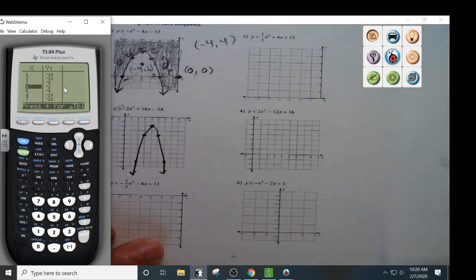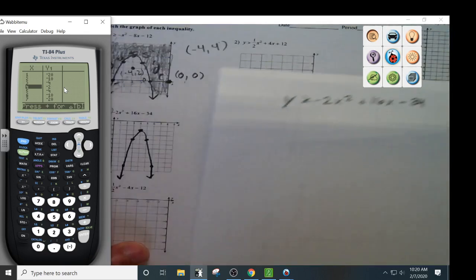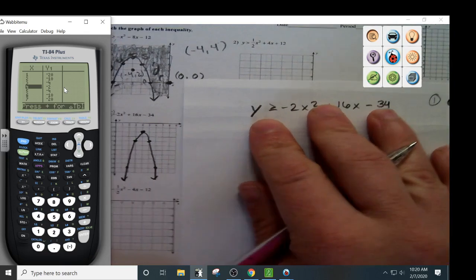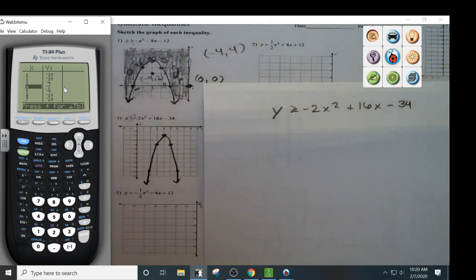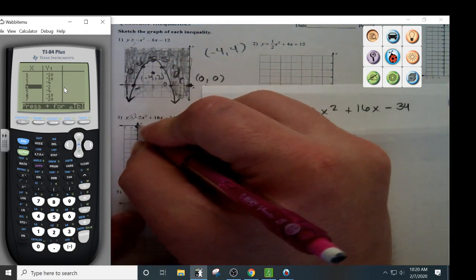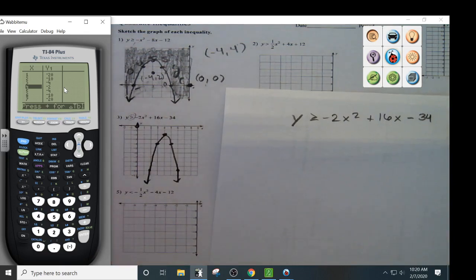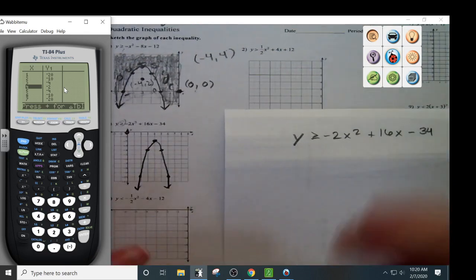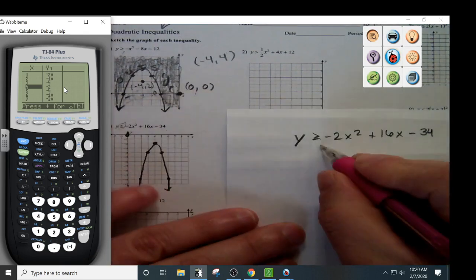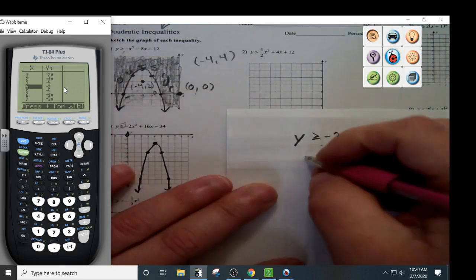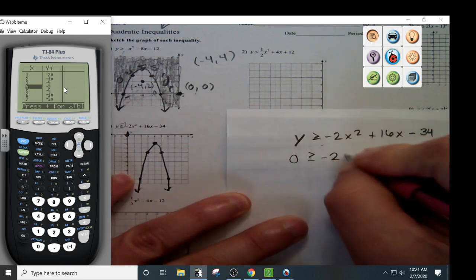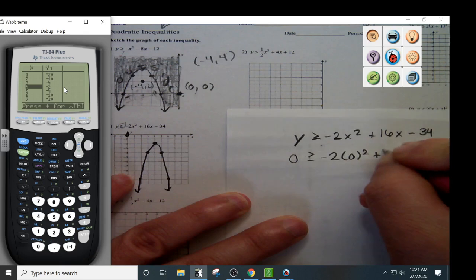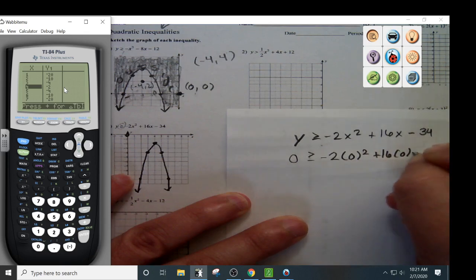All right. Now, looking at this, guys, which point should we choose to make it easier on ourselves? 0, 0. So here's 0, 0. Is it on the outside or the inside? Outside. So let's see what we get when we plug it in. All right. So now we got 0 greater than or equal to negative 2 times 0 squared plus 16 times 0 minus 34.